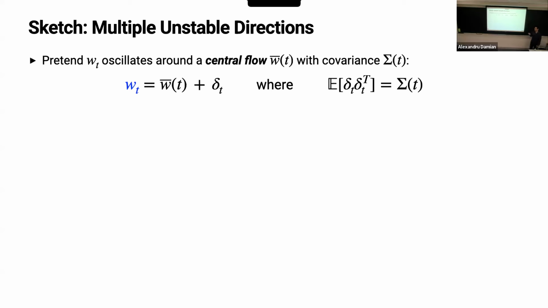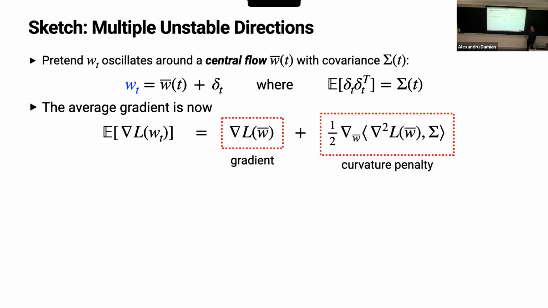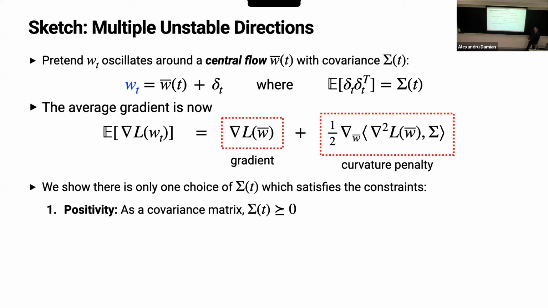So you can also extend this to multiple oscillating directions. I'm not going to spend too much time on this, but the math here is actually significantly prettier than the math for one unstable direction. So you essentially do the same thing. You assume that you oscillate around some central flow W bar with some variance sigma that's unknown. And the average gradient you can now compute, and it's very similar, where you get the gradient at the valley floor plus some curvature penalty. And you now have to solve for sigma.